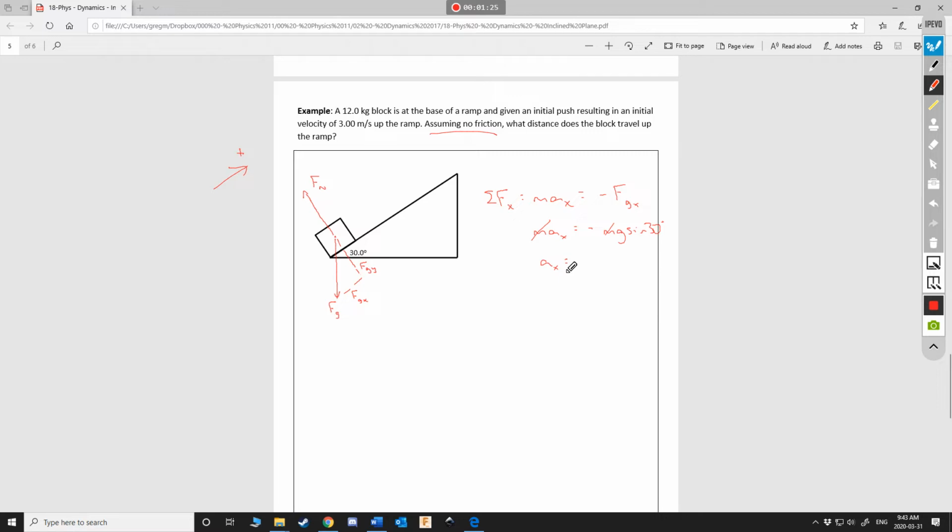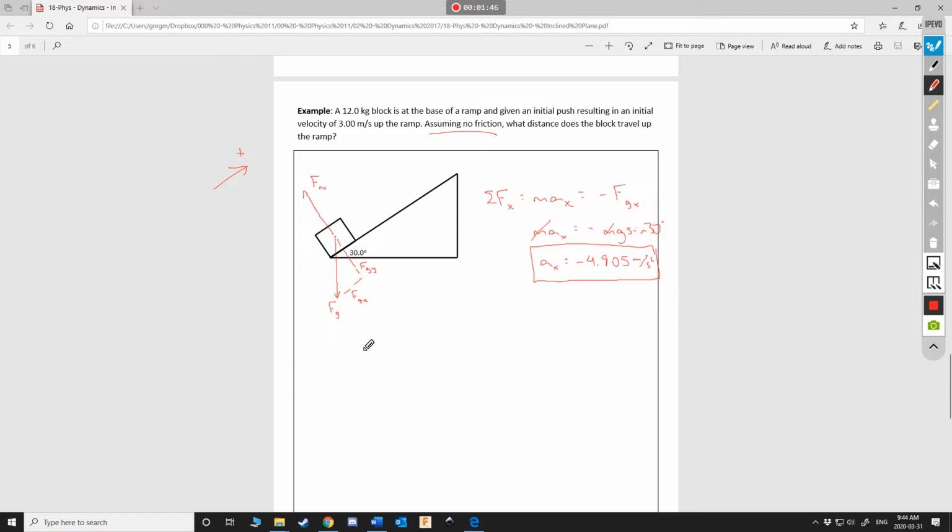And we did this in, I think, the first example. We have negative 4.905 meters per second squared. And it's not my final answer, so I'm going to hold on to those extra sig figs. So I know it's going to decelerate at 4.905 meters per second squared. Now we can use kinematics.